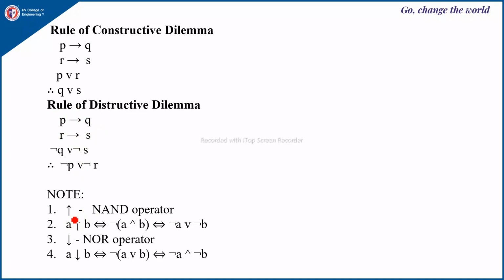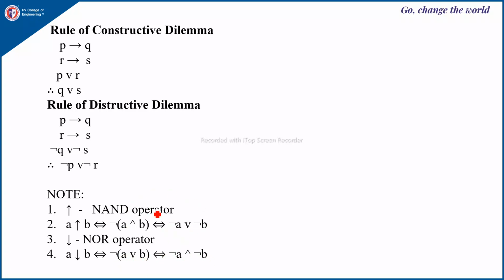And make a note here. This upward arrow indicates the NAND operator. So A NAND B is equivalent to negation of A and B, which, by applying De Morgan's law, is negation of A or negation of B. Then the downward arrow represents the NOR operator. A NOR B is the negation of A or B, which is equivalent to negation of A and negation of B.